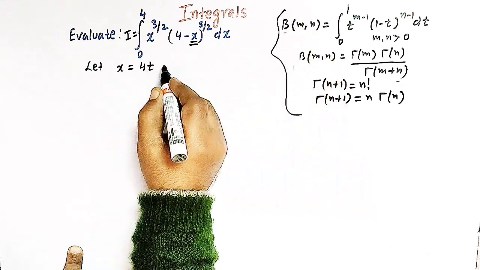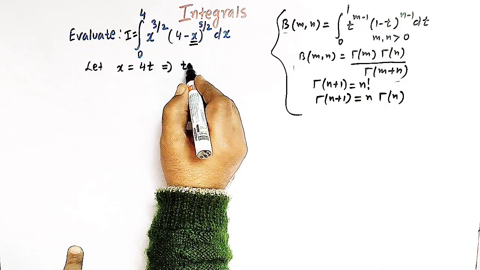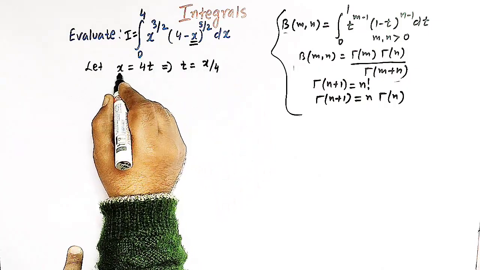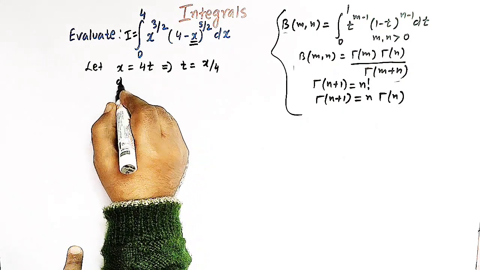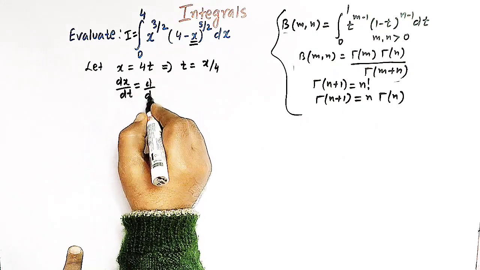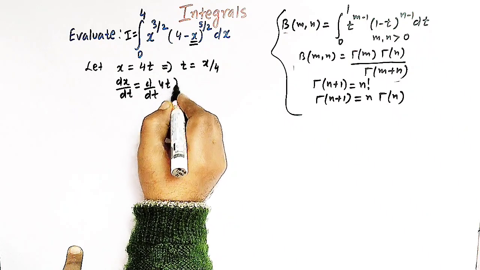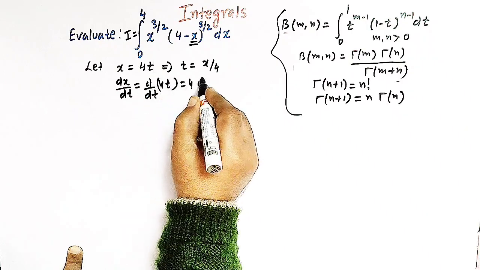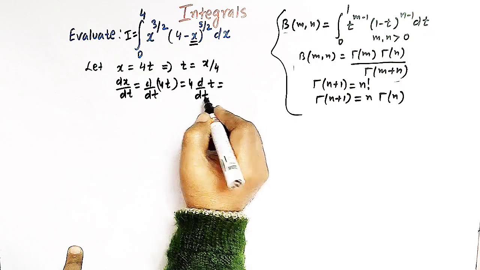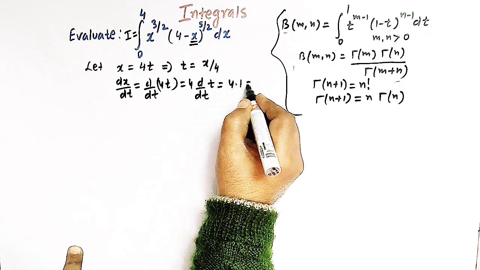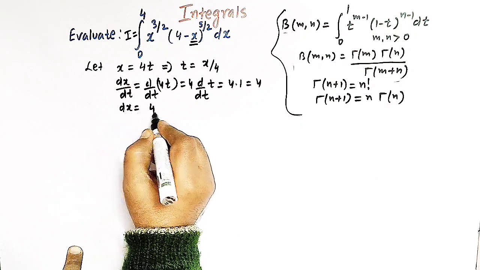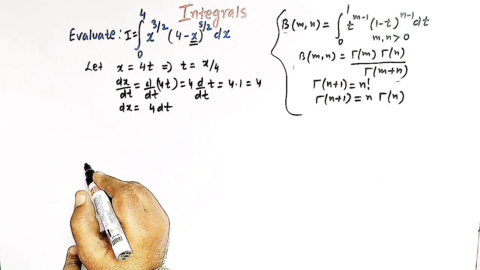Here x is equal to 4t, so t can be written as x over 4. Now let us differentiate x with respect to t. We can write dx over dt is d by dt of 4t, which is 4 times the derivative of t, and the derivative of t with respect to t is 1, so we have 4. So now dx can be written as 4 times dt.